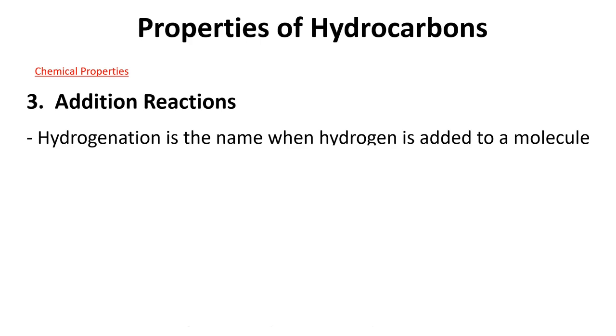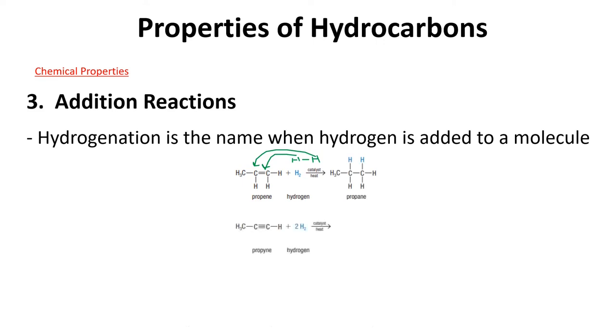Hydrogenation is the name when hydrogen is added to a molecule. So we've got a propene and we've got a hydrogen. Another way to think about it is it's H with a bond to another H. So you're going to put one H on that side and one on that side, and you get propane. Now this one has a triple bond and it's got a 2 in front of the hydrogen, which means there's going to be 2 moles of hydrogen reacted. So it's like having 2 of these H-H things.